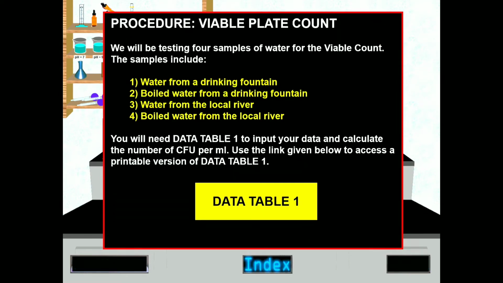This is the procedure for viable plate count. After the procedure part, I will guide you to count the number of colonies in our first sample, which is fountain water.